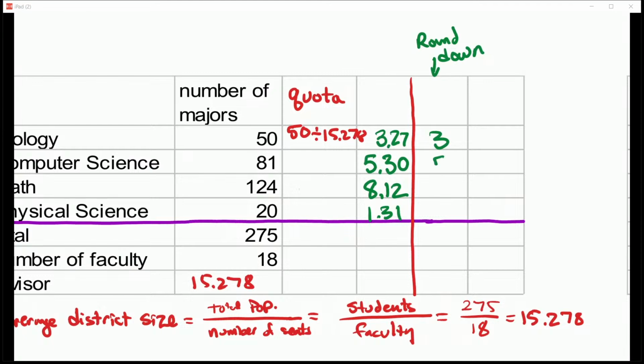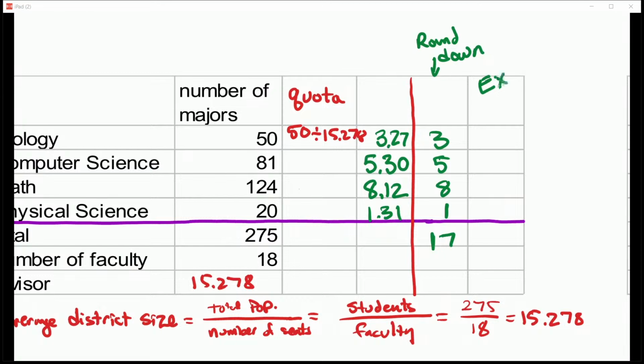So 3, 5, 8, and 1. So we round everyone down. And then I'm just going to add that up. What is the total that we get? 3 plus 5 plus 1 plus 8 is 17. So the total is 17. So now I have to give out the extras.